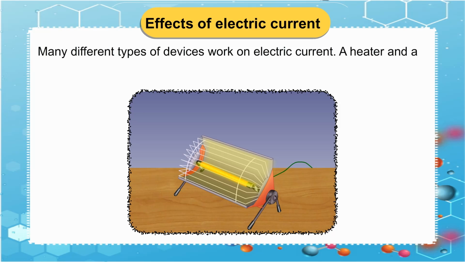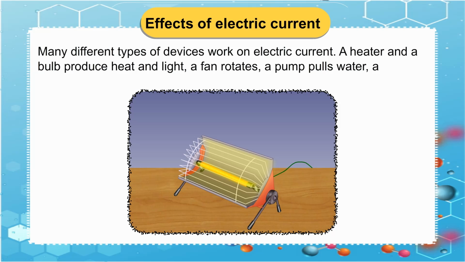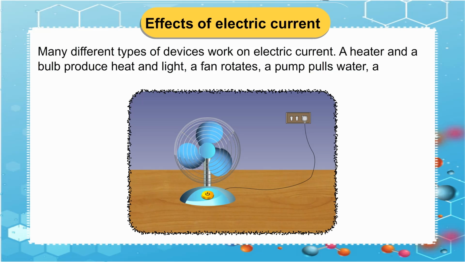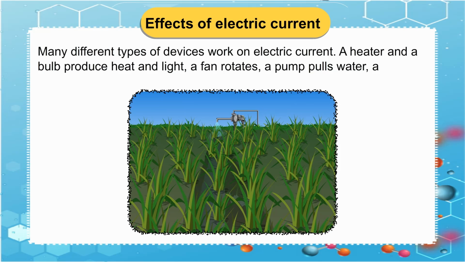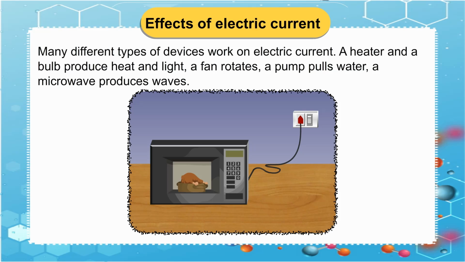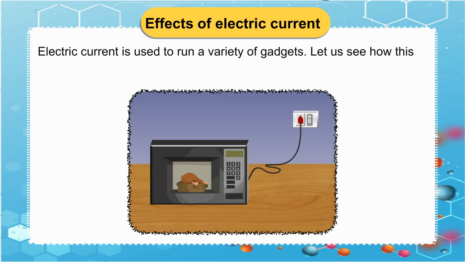Effects of electric current. Many different types of devices work on electric current. A heater and a bulb produce heat and light, a fan rotates, a pump pulls water, a microwave produces waves. Electric current is used to run a variety of gadgets. Let us see how this happens.